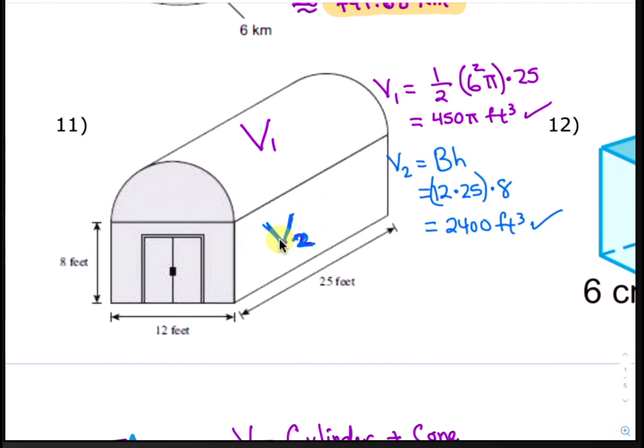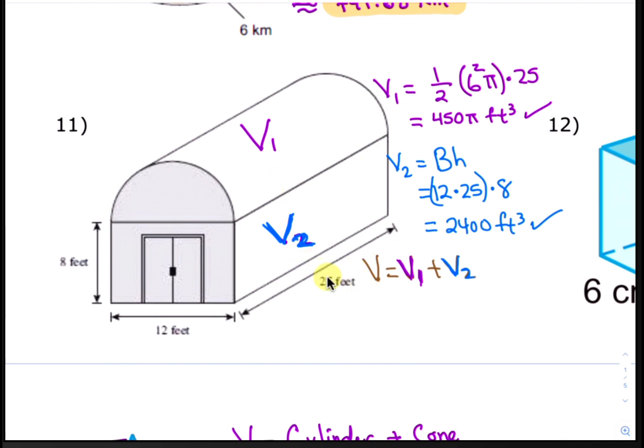Now for the figure on the bottom, that's a rectangular prism, which is capital B times H, the area of the base times the height. The base is 12 by 25, so we multiply that, and the height is 8. So that's 12 times 25 times 8, which is going to give us 2,400 cubic feet.